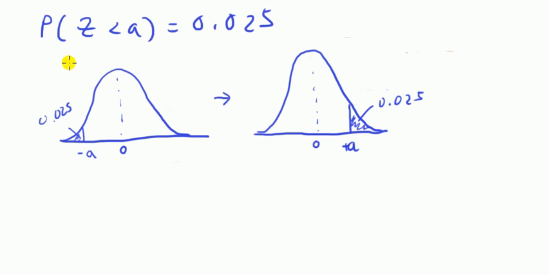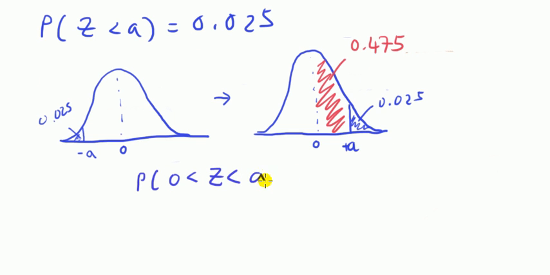Well, if that's 0.025, it must mean the area between 0 and a, which is what our table gives us, must be 0.475, because together they'll add up to 0.5. In other words, the question that I'm being asked, I can also find a by looking up in the table this 0.475 and then changing the sign because it's a negative value.